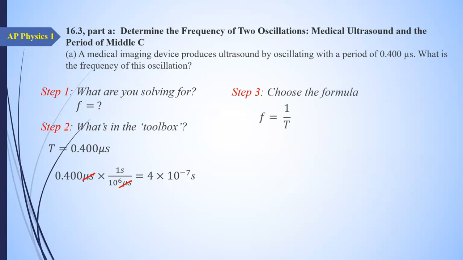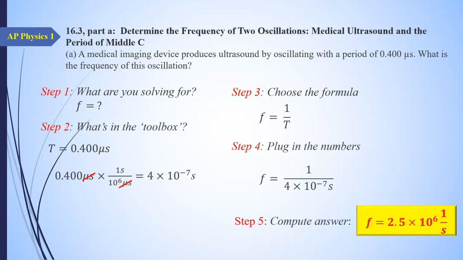Okay. So frequency is 1 over the period. Plug in the numbers. Pretty simple process here. And you get a frequency of 2.5 times 10 to the 6th. You can call it 1 over seconds or hertz. So that's 2.5 million cycles per second, hertz.